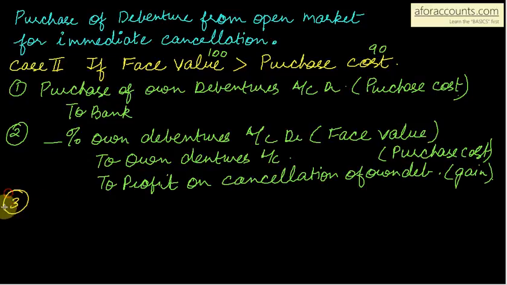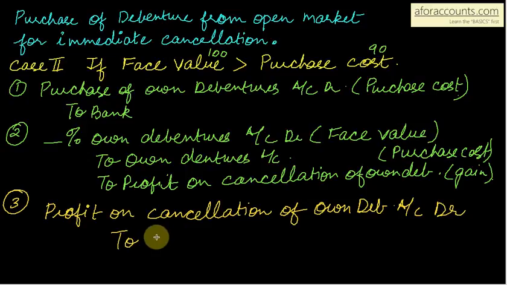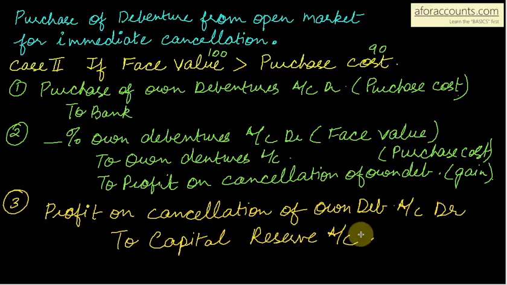Now the third entry, profit on cancellation transferred to, कहाँ ट्रांसफर करोगे ये जो प्रॉफिट है. It will be transferred to capital reserve. So profit on cancellation, जो अभी आपने क्रेडिट किया, उसको डेबिट करो so that you can transfer it to capital reserve. Profit on cancellation of own debentures account debit to capital reserve. Okay, so the profit has been transferred to capital reserve. This is the entry. Now we'll start with a practical question regarding this.